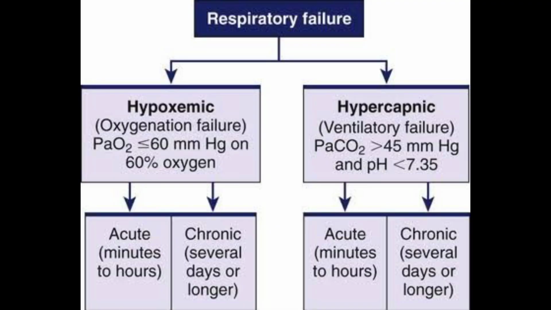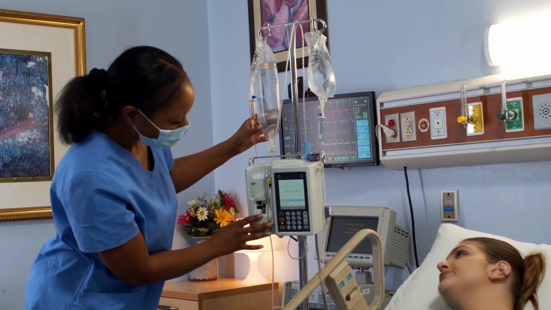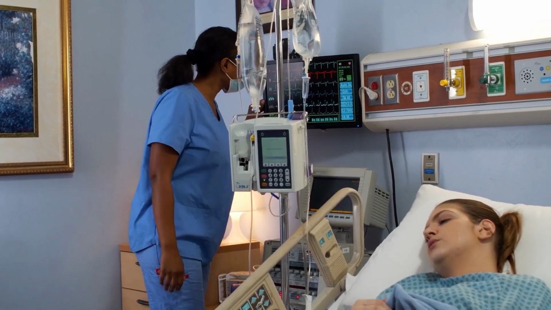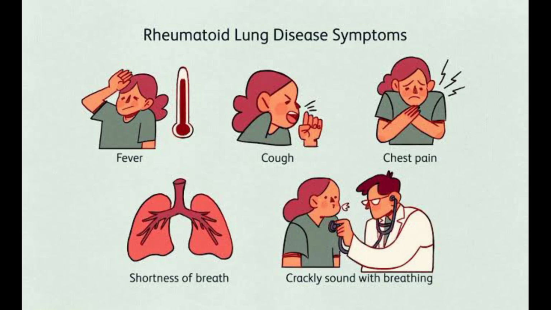First, let's dive into type 1 respiratory failure, also known as hypoxemic respiratory failure. This occurs when the oxygen levels in the blood are significantly reduced. It can be caused by conditions such as pneumonia, acute respiratory distress syndrome, ARDS, or high-altitude sickness.